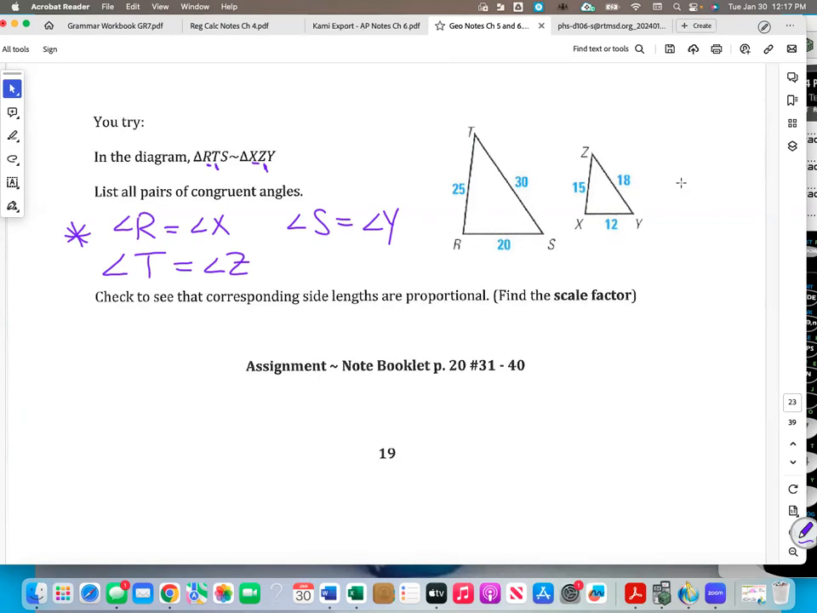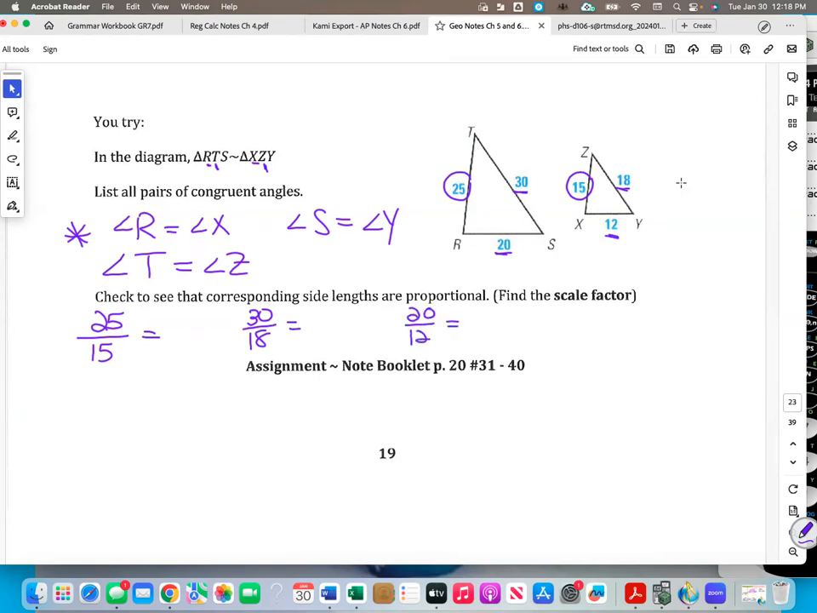Right, the next thing you're going to fill in as well. So what are the sides proportional? Find the scale factor. So you're going to fill in your fractions. The first side, 20 over 15 corresponds, or sorry, 25 over 15. Next pair of sides, 30 and 18. And finally, the last side's 20 and 12.